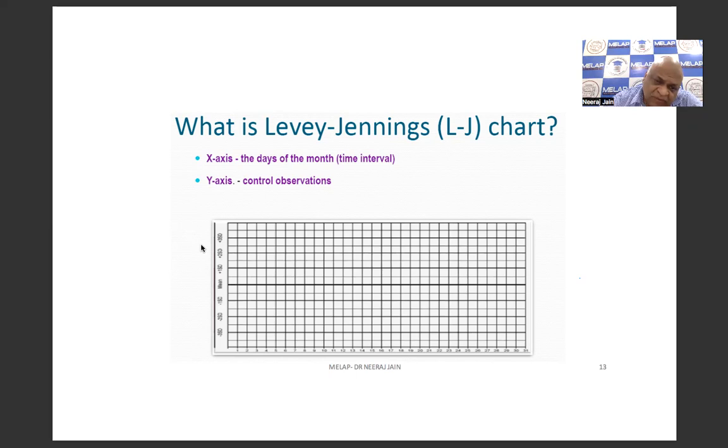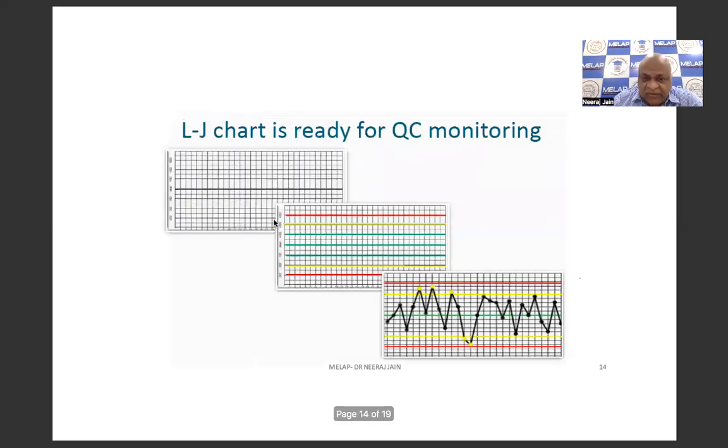Now suppose today the result is 101. You put a point at 101, then 100.5, then 99.5, then 100, then 101, then 99. And when these points are joined, you get a chart like this. This is called the Levey-Jennings chart. But still, our question is not answered. How will we decide whether a result on a particular day is within acceptable limit or not? That means we need some more information in addition to this LJ chart. What is that?